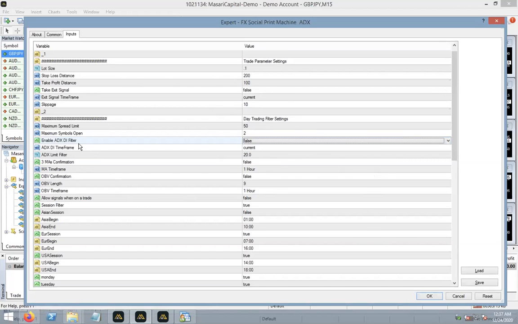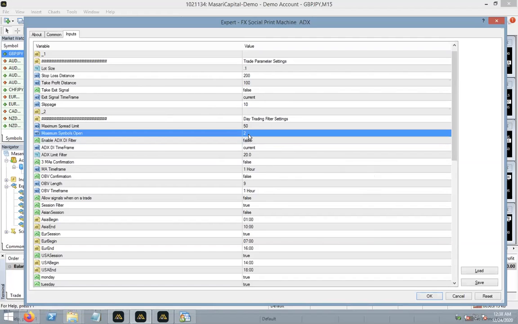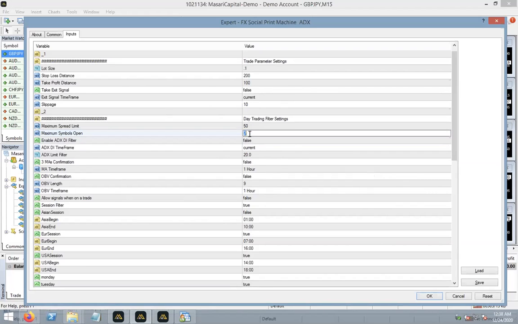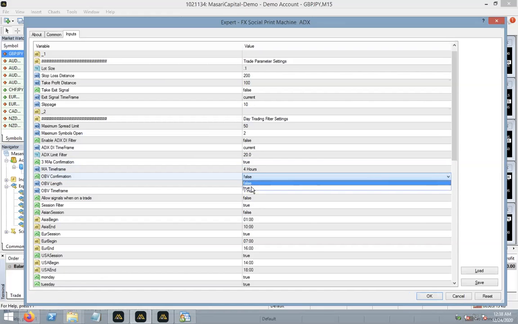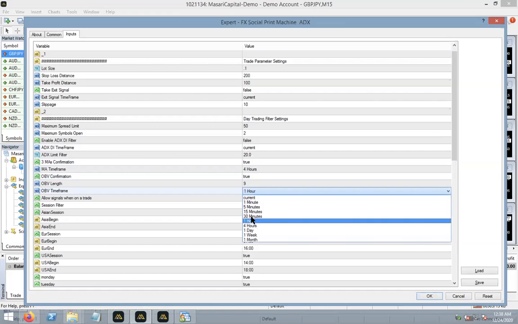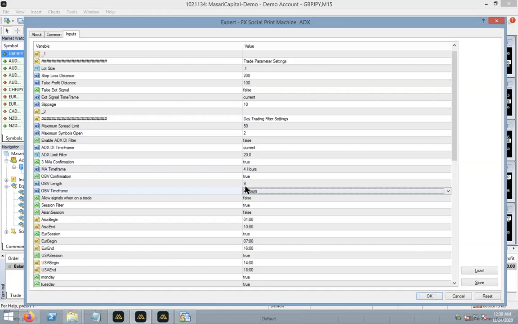I like to have ADX off for now, because that's just way too conservative for me. I like to have that at 2. My friend likes to have it at 3 or 4. Like I said, it depends on how you're going to make it, right? But as far as confirmations, I do 15-minute chart. I do true for 3 MAs, time frame 4-hour, OBV length 9, OBV turned on, OBV time 4 hours. I do 4 hours on both with 9. But that's neither here nor there.